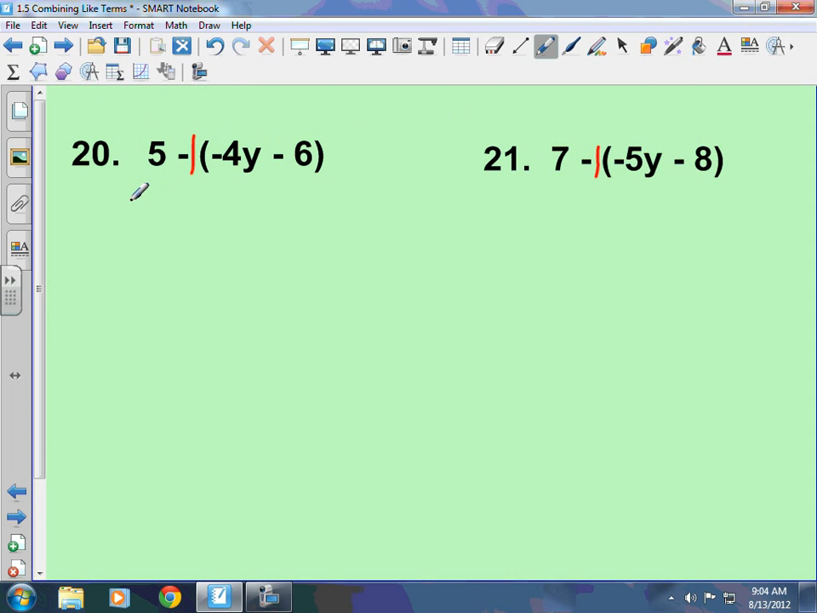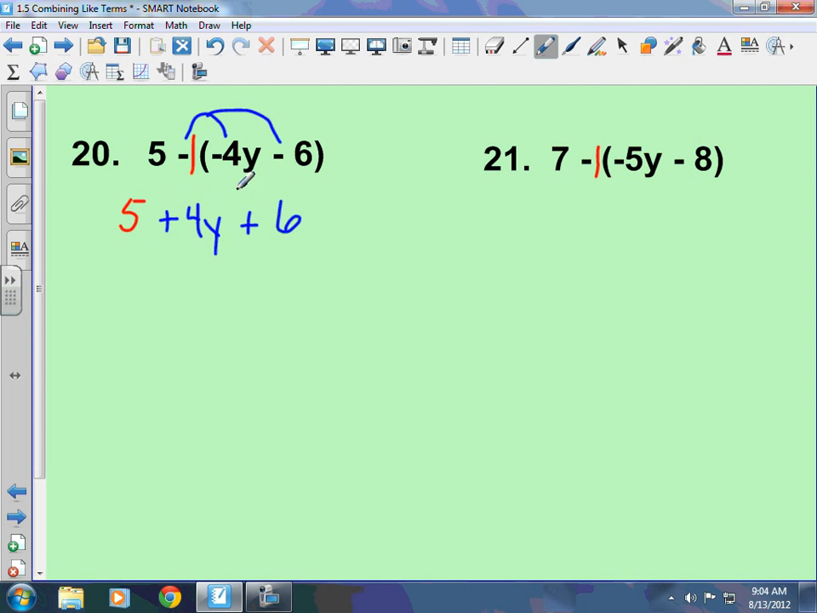So I bring my 5 down. So I'm not going to do anything with it yet. And I'm going to distribute my -1 because there's no sign between the -1 and the parentheses. So I have -1 times -4. Negative times negative is a positive 4y. -1 times -6 is positive 6.